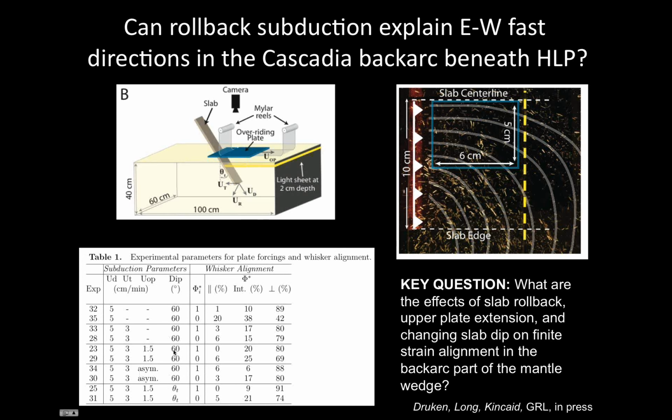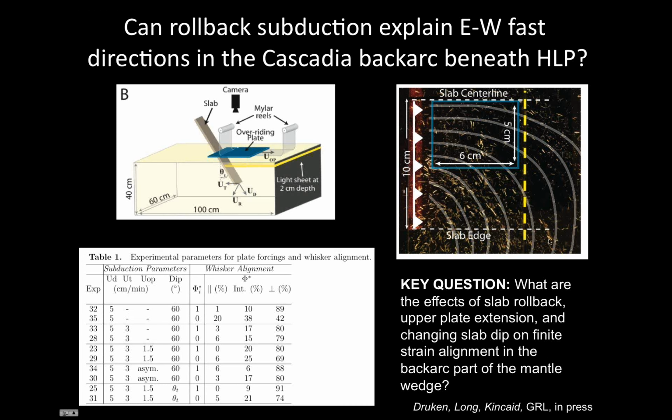and some of them have a variable dip of the slab. And what Kelsey did is she ran each of these twice with a different initial alignment of the whiskers. So for one of these experiments, all the whiskers were basically aligned parallel to the trench, and then in the other run, they were all aligned perpendicular to the trench. So this is basically allowing her to look at the two end-member cases for initial alignment. And then here in the table, what's being shown is the final amount of alignment parallel and perpendicular to the trench in the part of the system that we're looking at, which corresponds to the high lava plains.